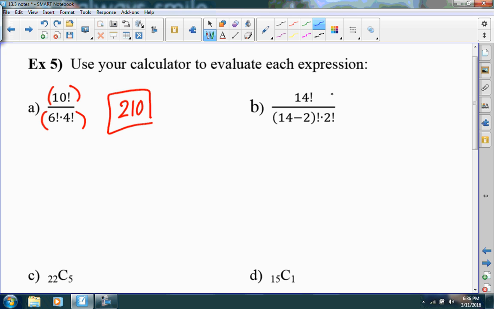And for part B, here we've got 14 factorial over 14 minus 2 factorial times 2 factorial. So here, if you're going to type this into your calculator, do the 14 minus 2 first. That's 12 factorial. So simplify that first, so then it looks a little bit more like part A. So again, you can do the 14 factorial, get an answer, take 12 factorial times 2 factorial, get an answer, and then divide the 2, but you should get 91 for your final answer.